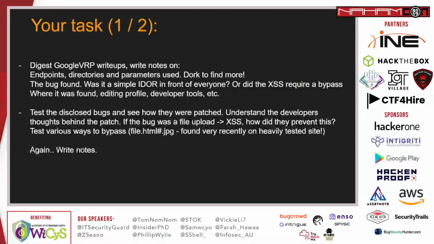So let's say, for example, it was example.google.com/friend service/ whatever. Go Google Dork for the friend service. Maybe that leads on to more API calls and things like that. Same with the parameters. Are these parameters used anywhere else? What's going on? What was the bug found? Was it a simple IDOR in front of literally everyone? Did the XSS require a special bypass? Was it a really cool chain where they needed to use an open redirect with a server-side request forgery to get this and pull this, do that?